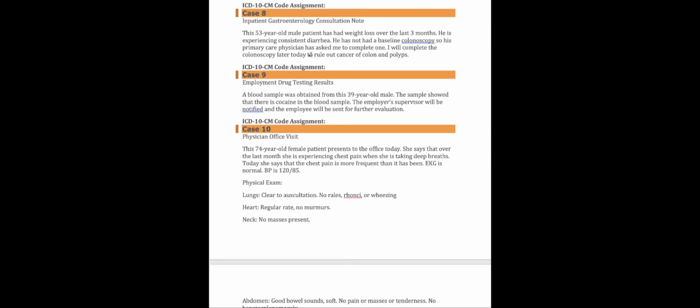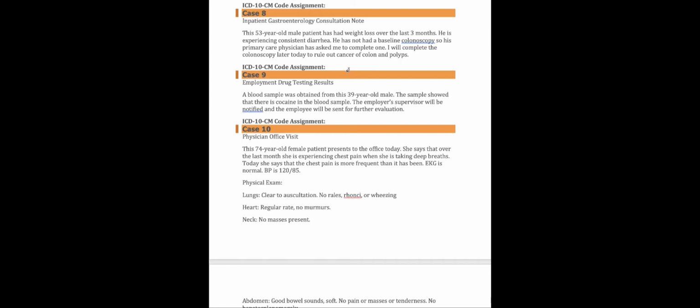For case 8, inpatient gastroenterology consult note, 53-year-old male patient, weight loss over the last 3 months. He's experiencing consistent diarrhea. Has not had a baseline colonoscopy, so his primary care physician has asked this provider to complete one. Will complete colonoscopy later today to rule out cancer of colon and polyps.